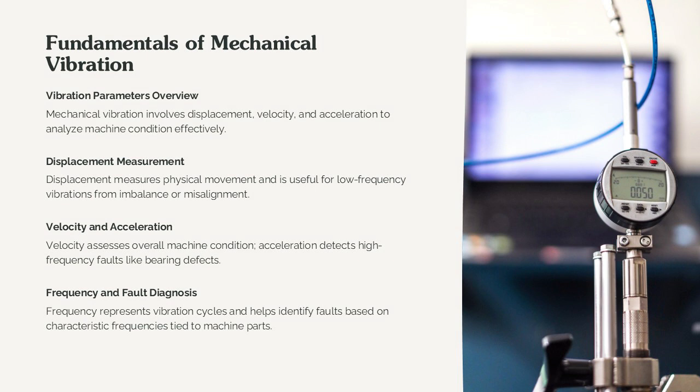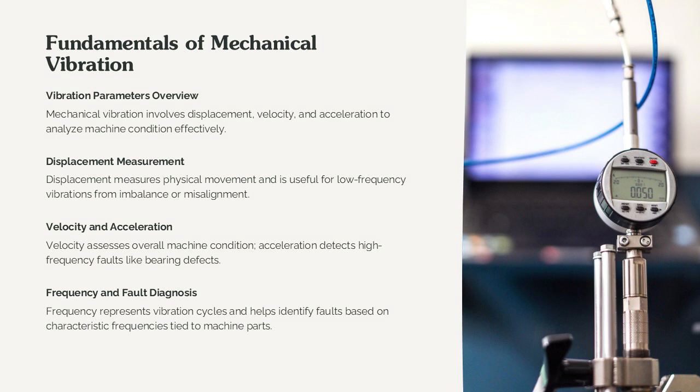Vibration displacement measures the physical movement of a component and is commonly expressed in mils or micrometers, peak to peak. It is most useful for low-frequency vibration, such as that caused by imbalance or misalignment in slow-speed machinery. Vibration velocity, typically measured in inches per second, in/sec, or millimeters per second, mm/sec RMS, is widely used for general machine condition assessment because it correlates well with mechanical stress and fatigue over a broad frequency range.